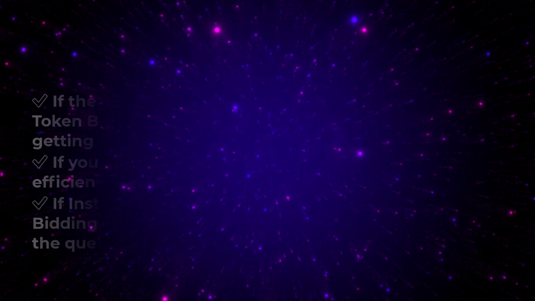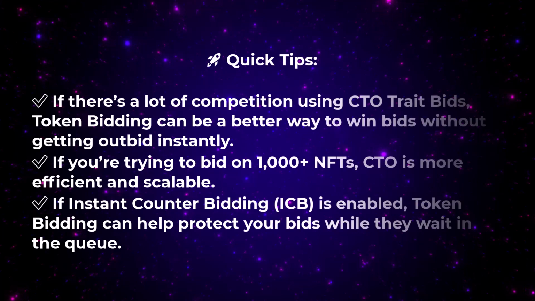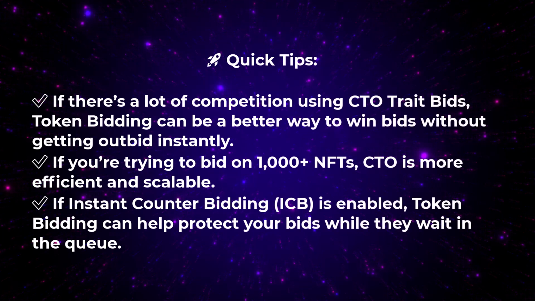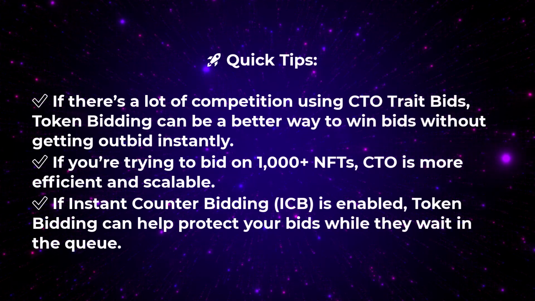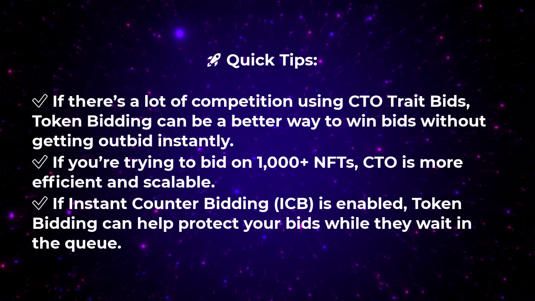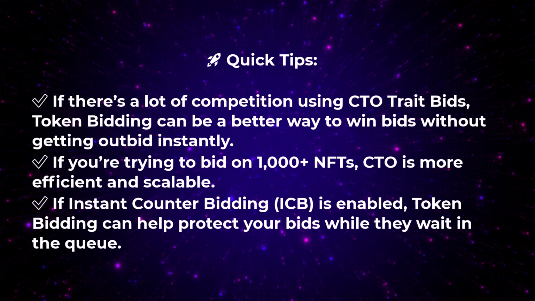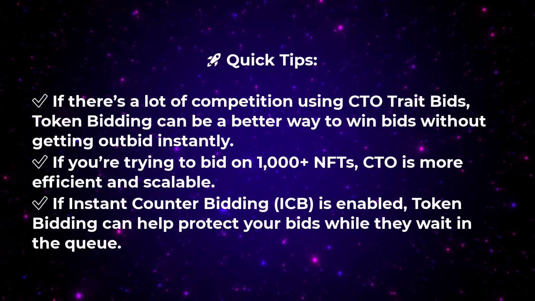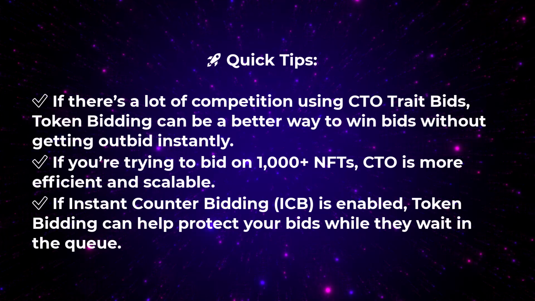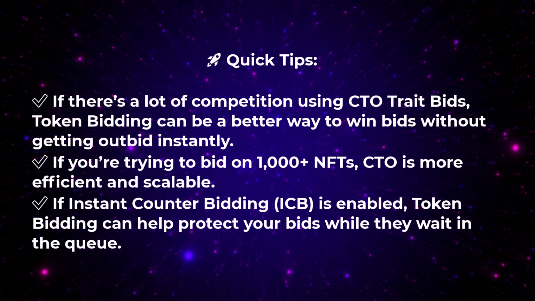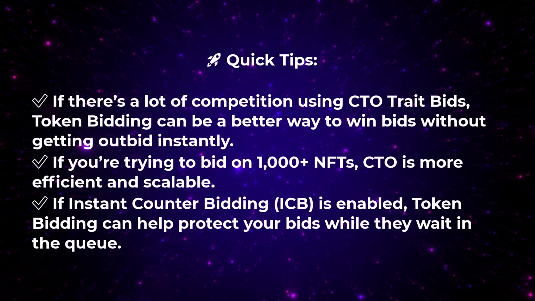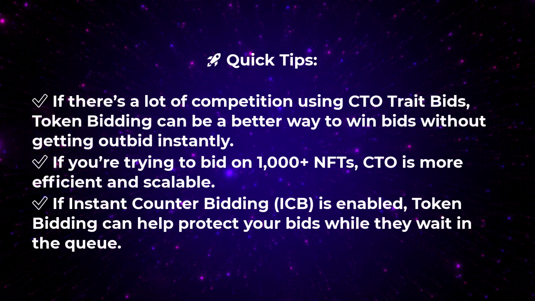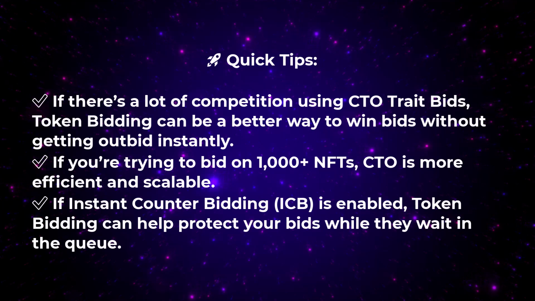So here are some quick tips. If there's a lot of competition using CTO trait bids, token bidding can be a better way to win bids without getting outbid instantly. If you're trying to bid on 1,000 plus NFTs, CTO bidding is more efficient. And if counter bidding is enabled, token bidding can help protect your bids while they wait in the queue. But at the end of the day, both methods work, and the best approach depends on your strategy and how competitive the market is.